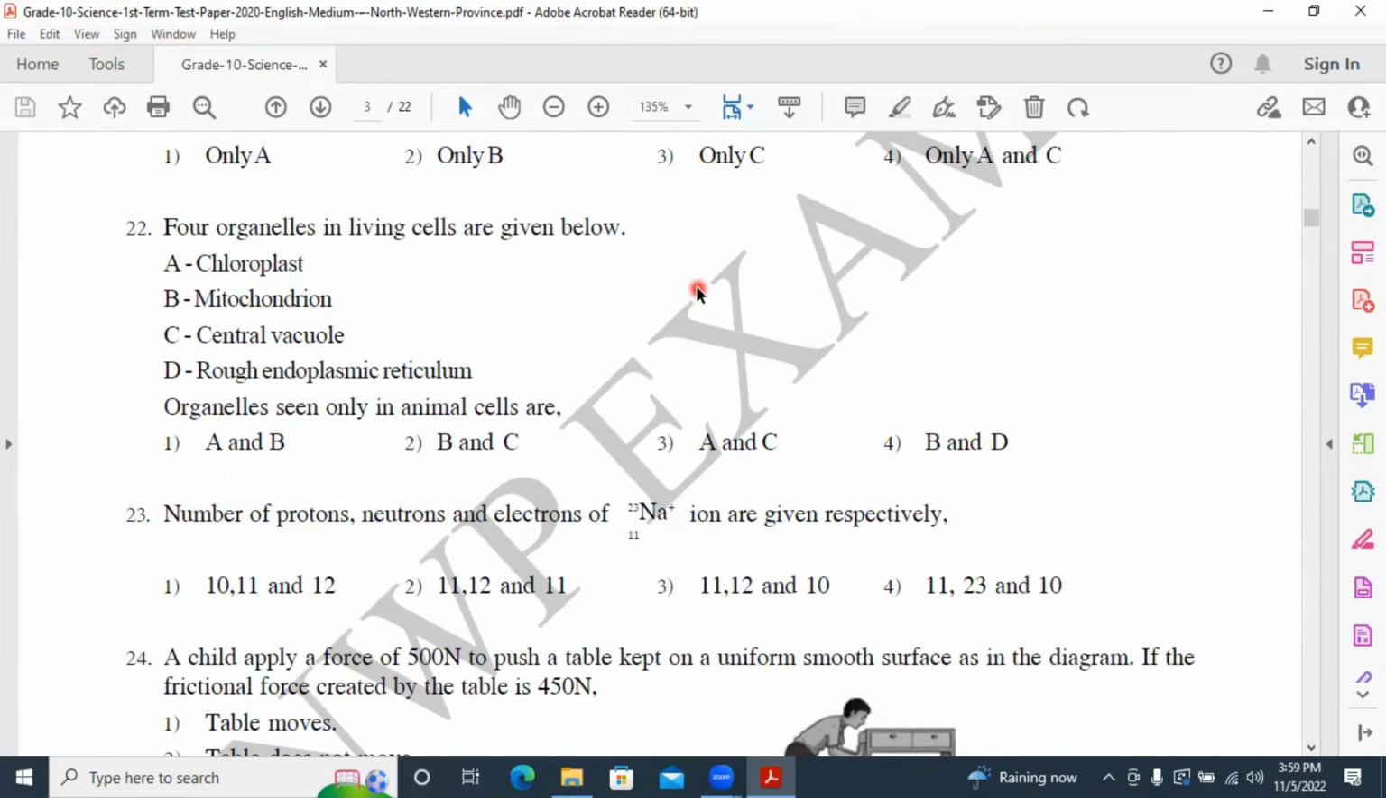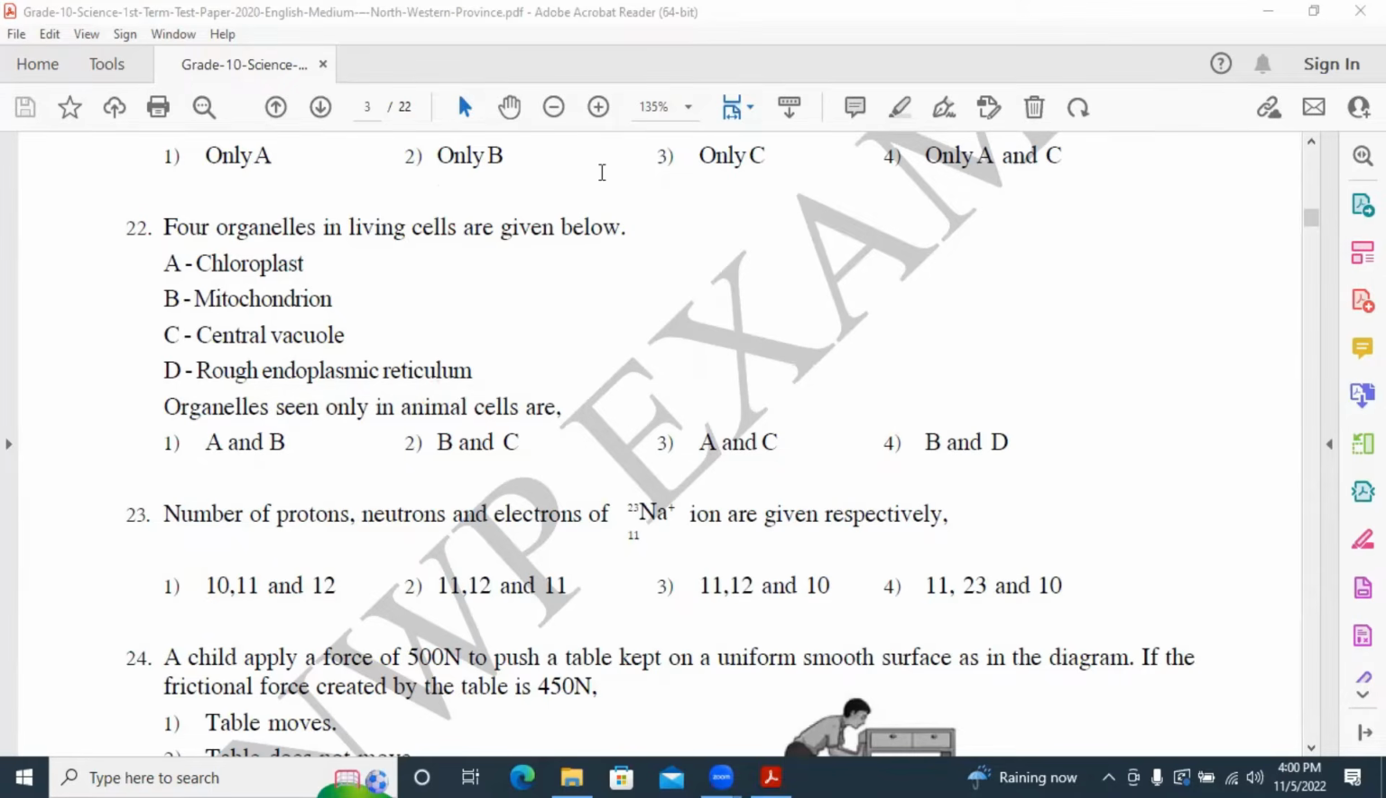Question number 22. 4 organelles in living cells are given below. A. Chloroplast, B. Mitochondrion, C. Central vacuole, D. Rough endoplasmic reticulum. Organelles seen only in plant cells are. Then answer number 3, A and C, chloroplast and central vacuole. They can be seen only in plant cells.